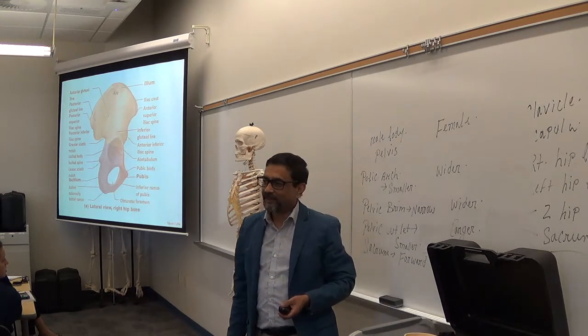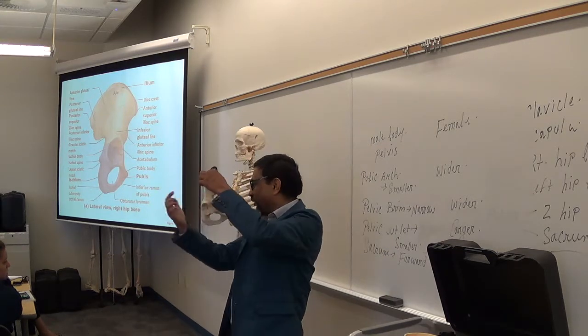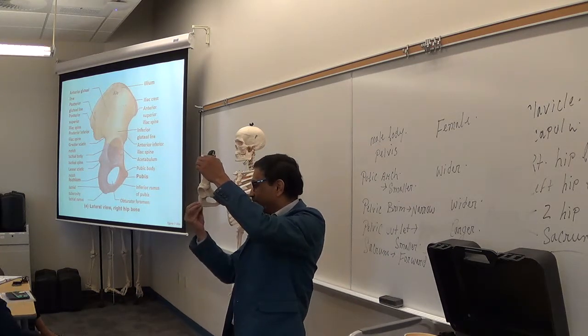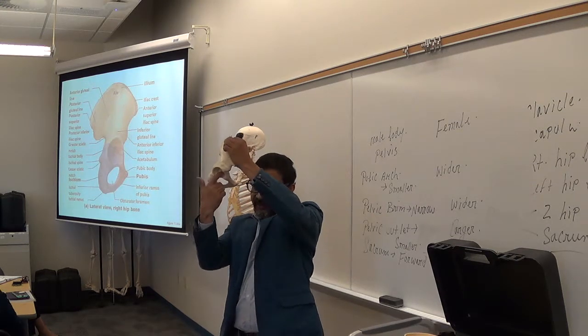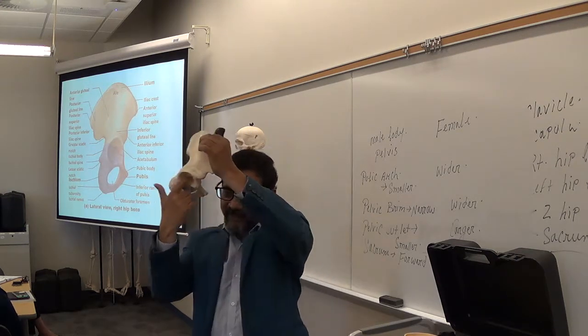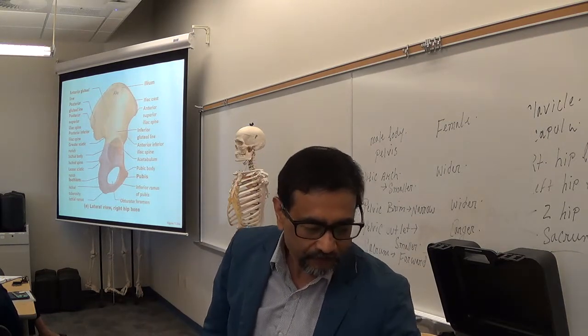Make sense? The bone is formed from three centers. Three centers, okay? They start to grow at the same time, and fuse where? Inside the acetabulum. Make sense? So that is the hip bone.